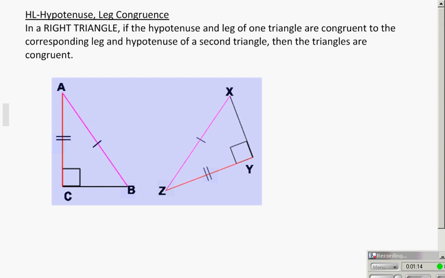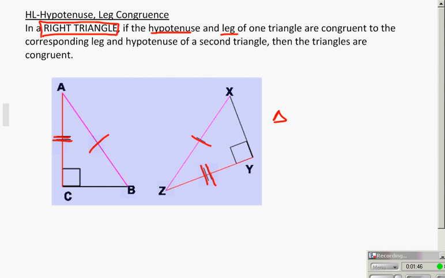Now, HL is a very special, limited case. HL is only for right triangles. Only for right triangles. You have to know that first. And then if you know the hypotenuse and the leg of one triangle correspond to the hypotenuse and leg of a second triangle, then the two triangles are congruent. So we have these two legs and the hypotenuse, and then these will be congruent by HL.